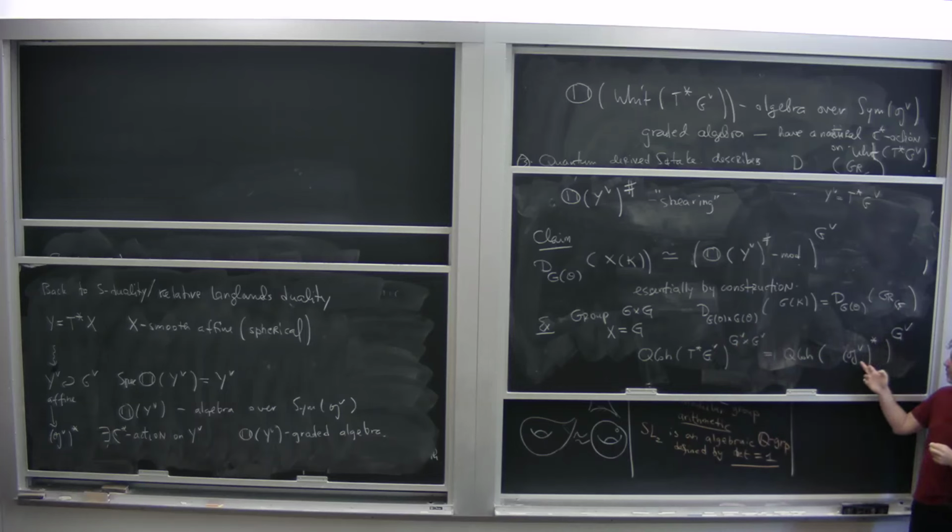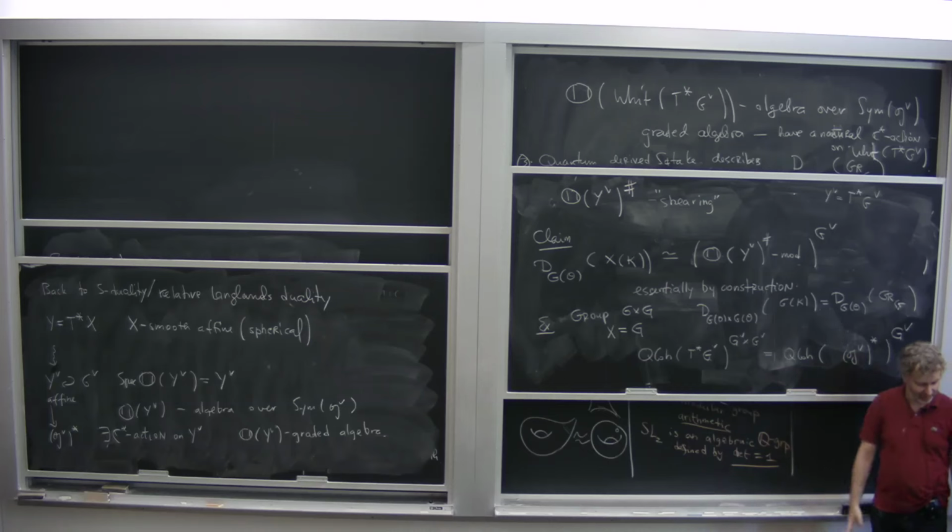And how does this one copy of G check act here? Well, there's only one action, which is the adjoint action. This is like a trivial exercise.